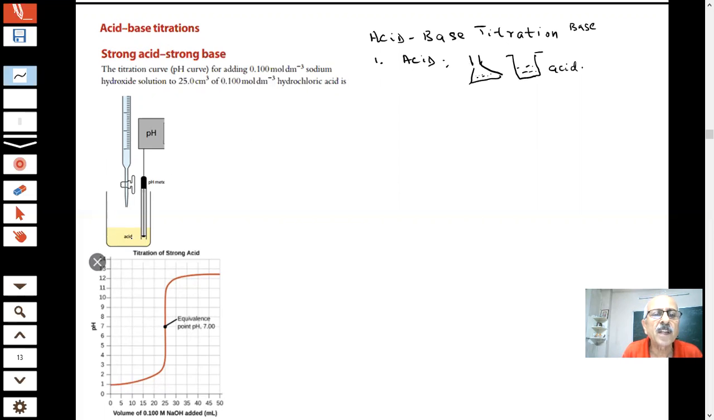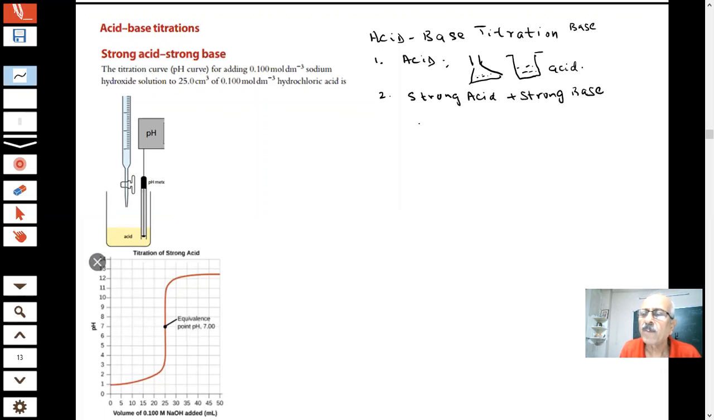Here is a diagram of that. You can see that here is our acid. This is a beaker in which I have taken acid. And from the burette, this is my burette, I am adding base. What is our base here? If I am doing the titration of strong acid and strong base.